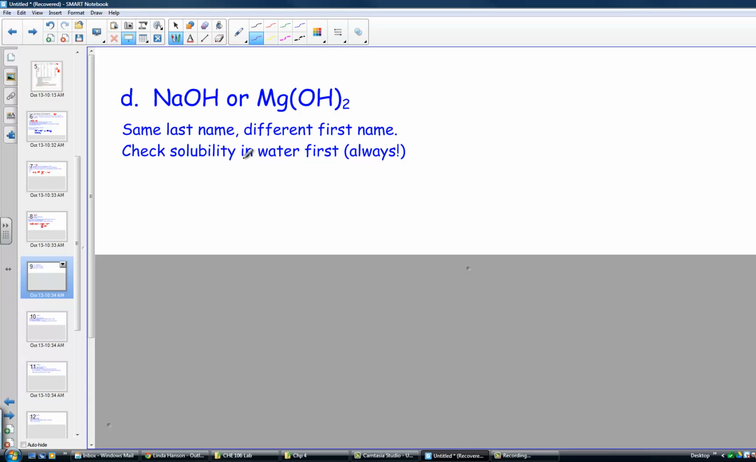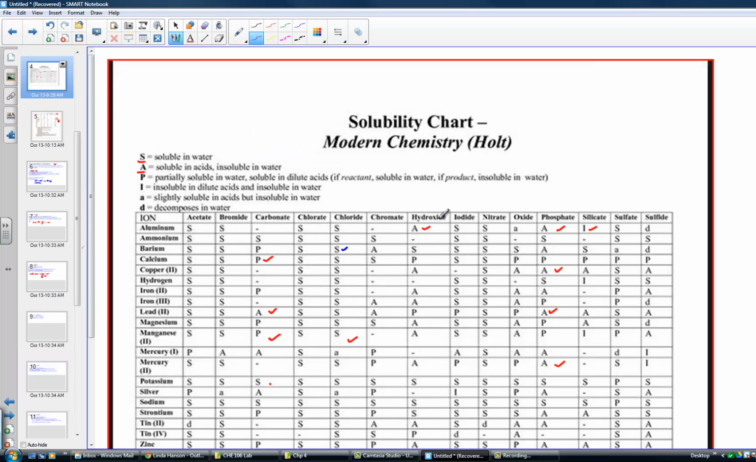And this is a reminder to always check the solubility table first for water. One of the easiest tests right off the bat is to distinguish them based on their solubility in water. And hydroxides is this column here. Notice that magnesium hydroxide is not soluble in water. Alrighty. But the little A here says it is soluble in acid. So it does not have great solubility in water. Whereas sodium hydroxide, and that's down here, sodium hydroxide is water soluble. Again, that alkali metal as a first name, always soluble.